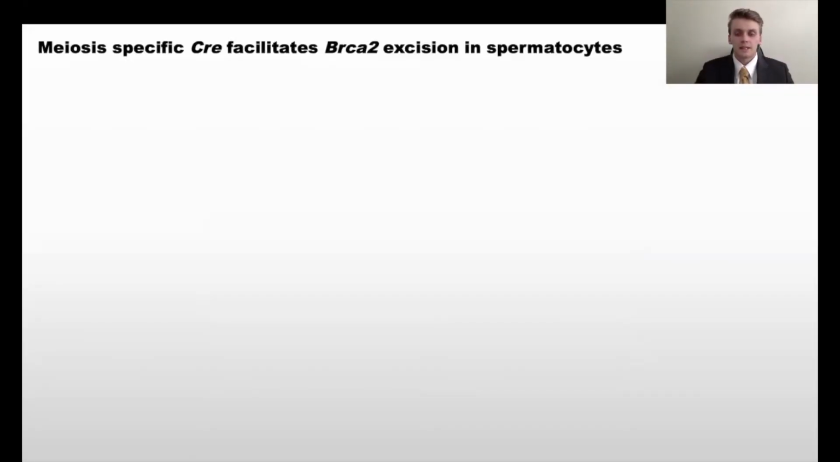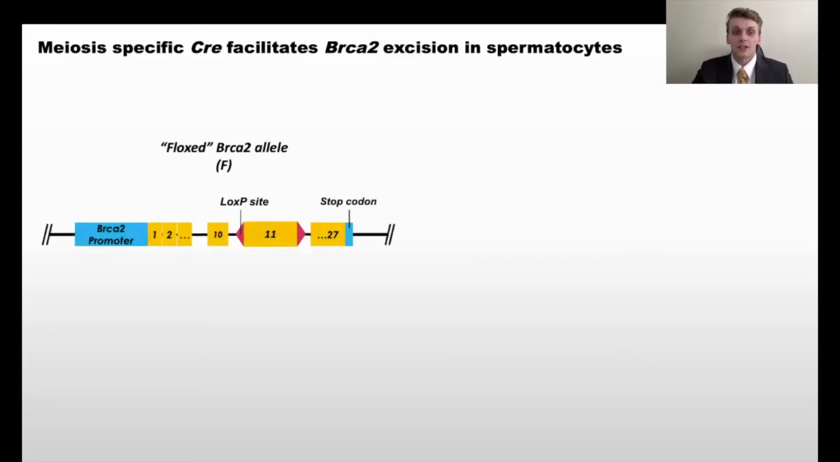So, to begin, each somatic cell in a developing mouse has one copy of the floxed BRCA2 allele. When I say floxed, I'm referring specifically to the LOXP sites around exon 11 of the gene, denoted by the red triangles. These LOXP sites were artificially engineered into the genome to help our transgene facilitate the mutation process, which will be covered later.